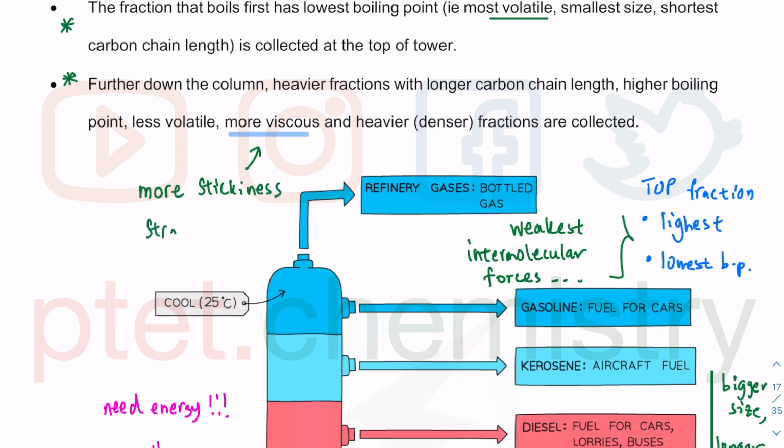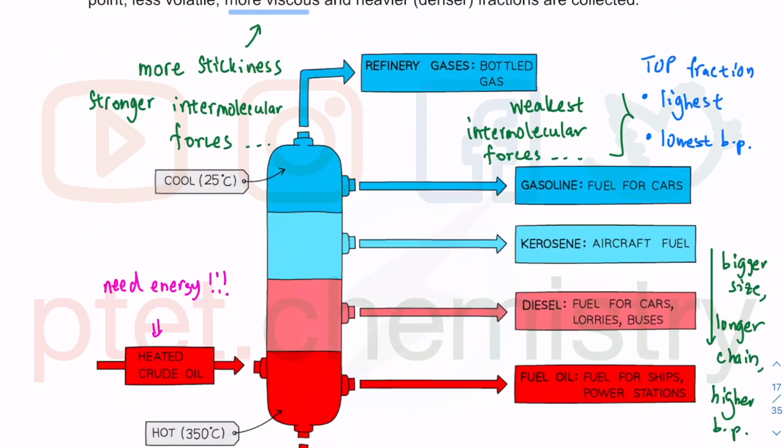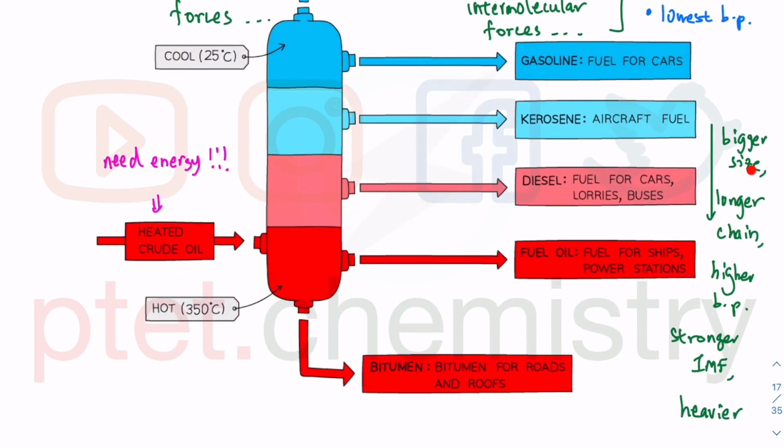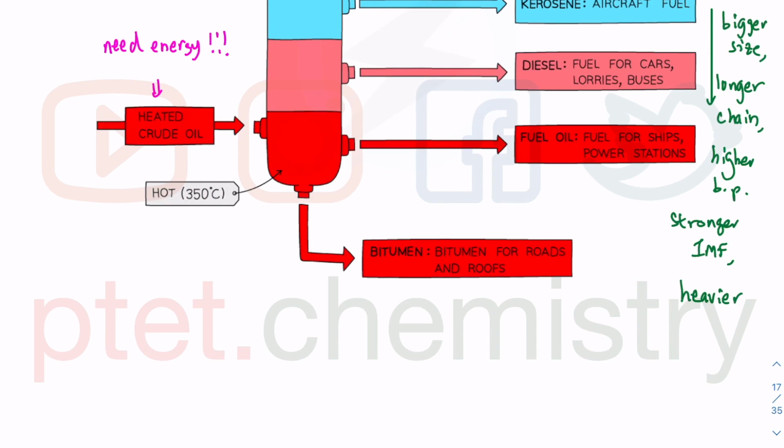Because you have stronger intermolecular forces. If the force of attraction between the molecules gets stronger and stronger, they will prefer to stick together. And as mentioned before, as the boiling point increases based on these two factors, you get stronger intermolecular forces, you get heavier fractions, and we also get more viscous fractions.